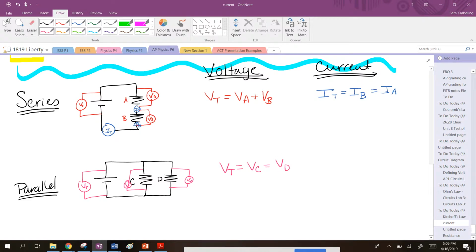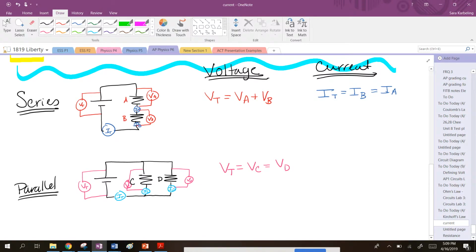Okay, and then if we talk about the current, if we're measuring the current in the whole thing, I'm going to go ahead and put it here, right? That's the current that's coming out of the battery. That's I total. And then I'm going to compare that to the current here. We'll call that IC. Sorry that my notes are a little bit small there. I apologize for that. And there's ID.